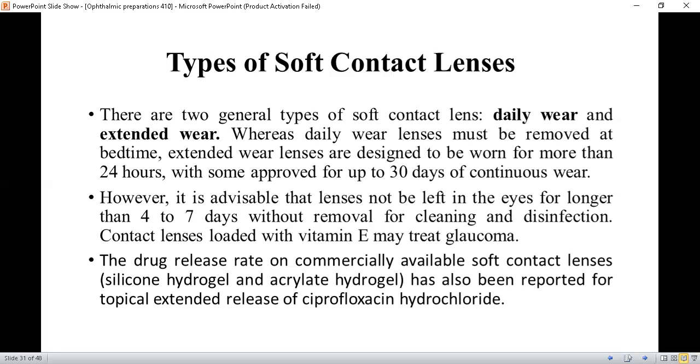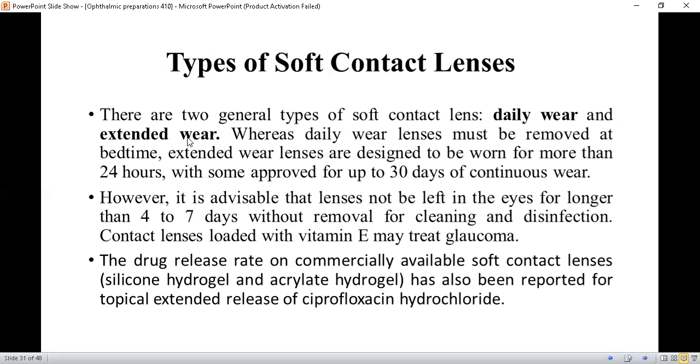Contact lenses loaded with vitamin E may treat glaucoma. There are also contact lenses that contain drugs, and these lenses are used for the treatment of glaucoma. The drug release rate on commercially available soft contact lenses like silicone hydrogel and acrylate hydrogel has also been reported for topical extended release of ciprofloxacin hydrochloride. So students, types of soft contact lenses: daily wear and extended wear.